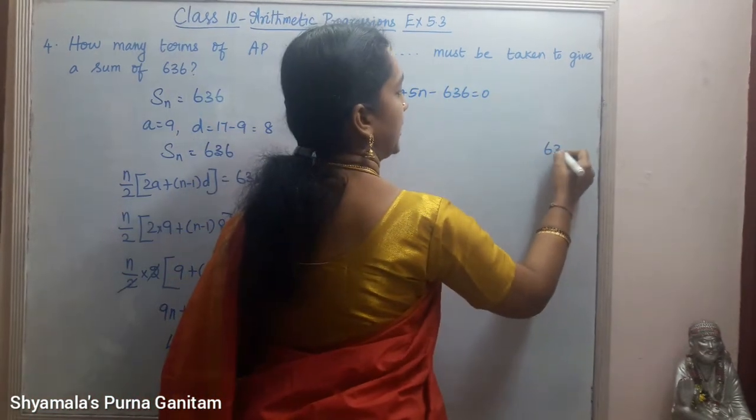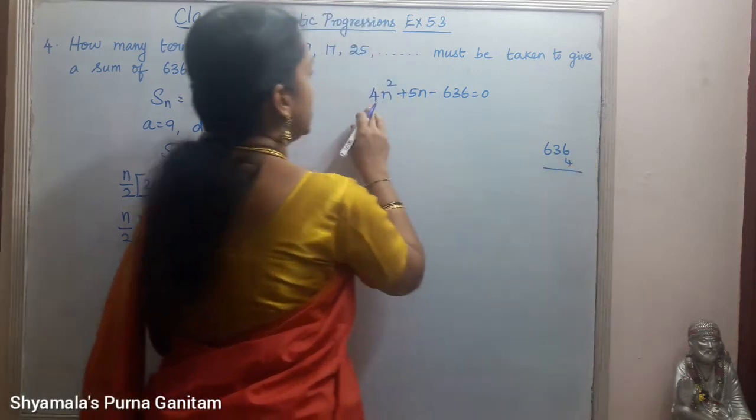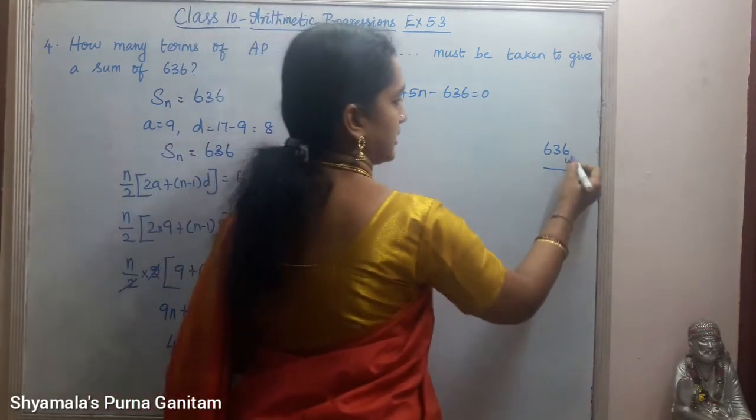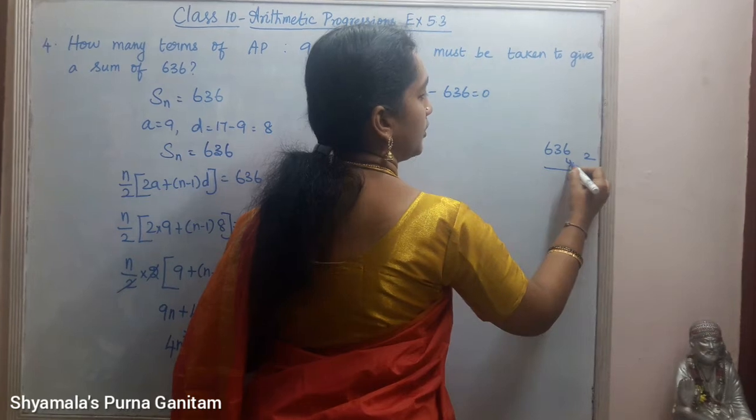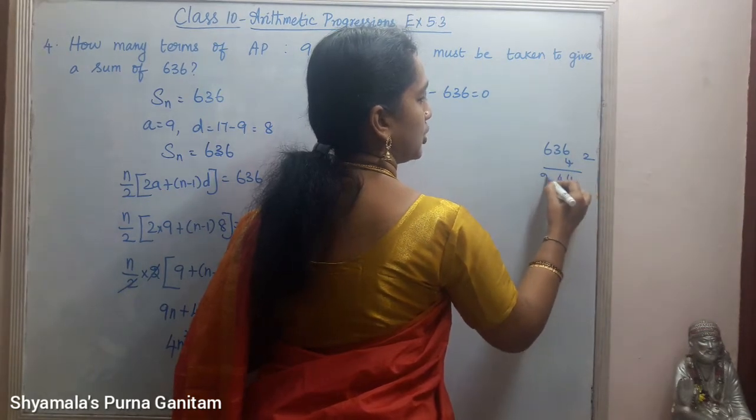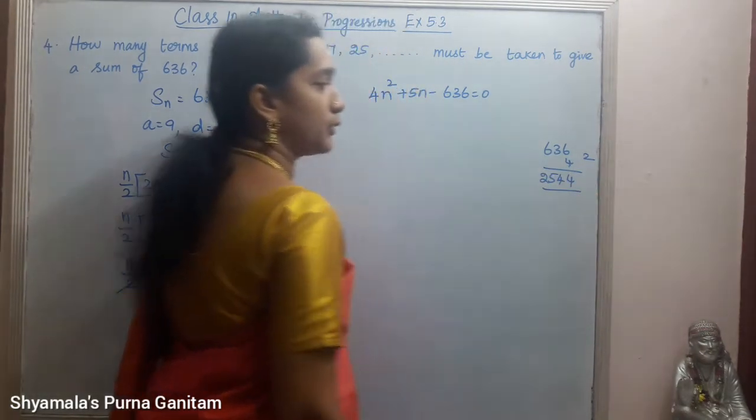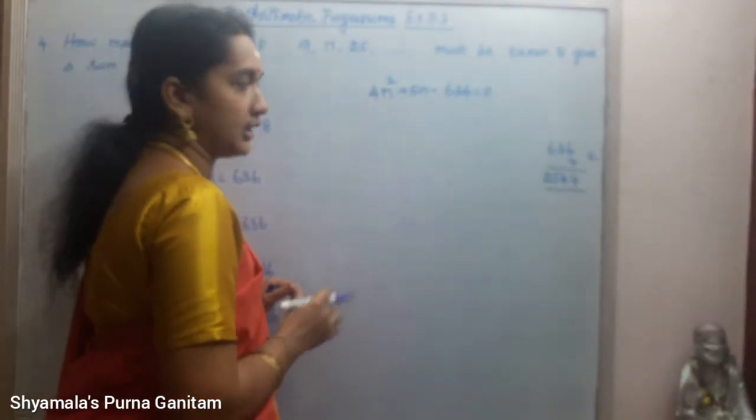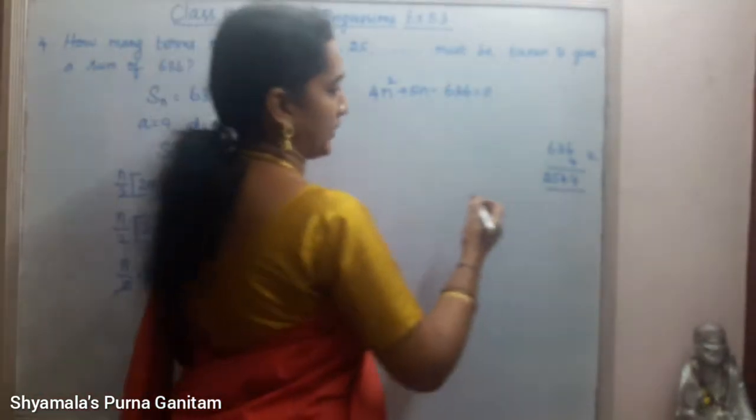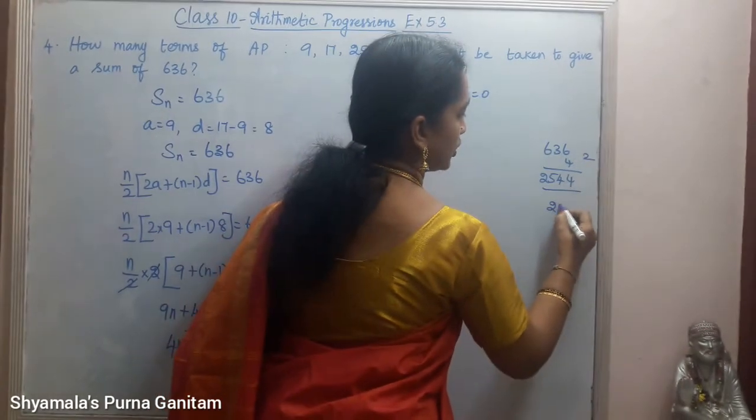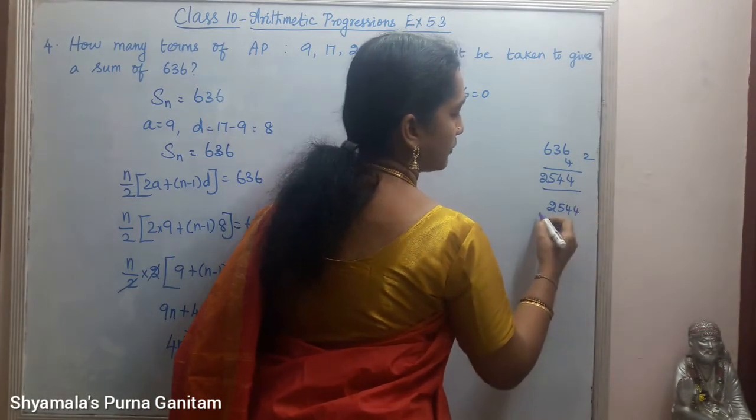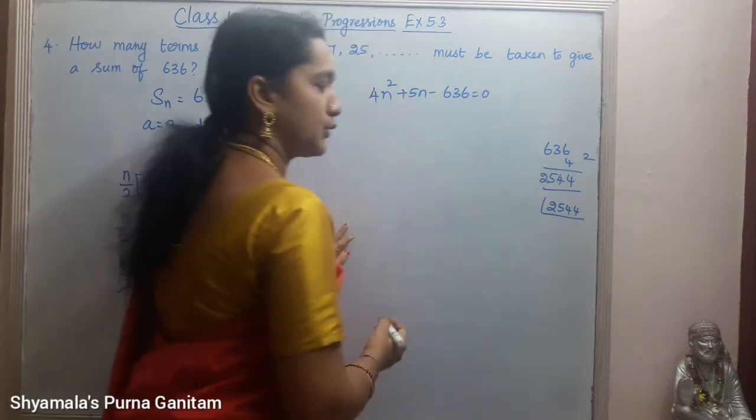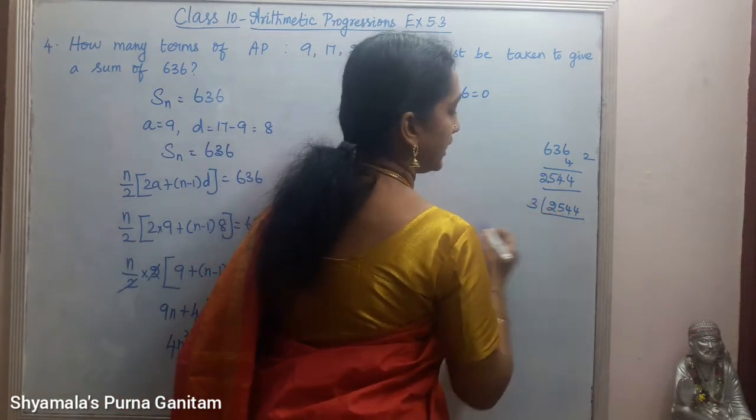For this we will find the factors. When we multiply two numbers, we have to get 4 into 636, which is 2544. And when we add, we have to get 5n. Accordingly, we have to take 2 factors for this. So 2544. First we will take 3 here.